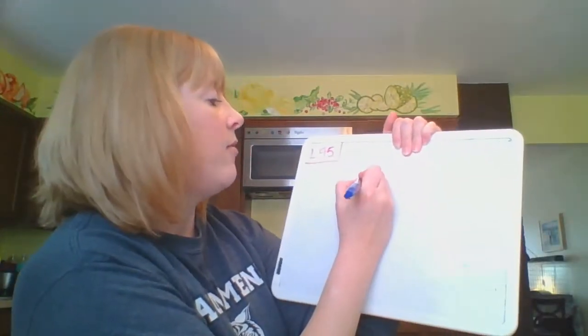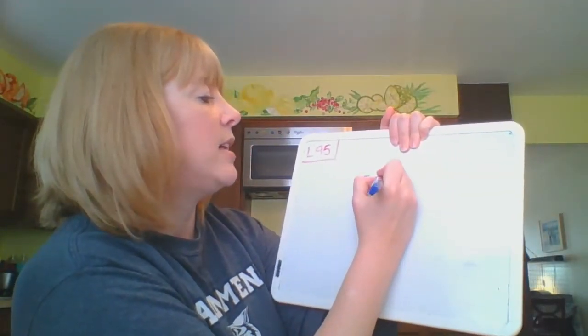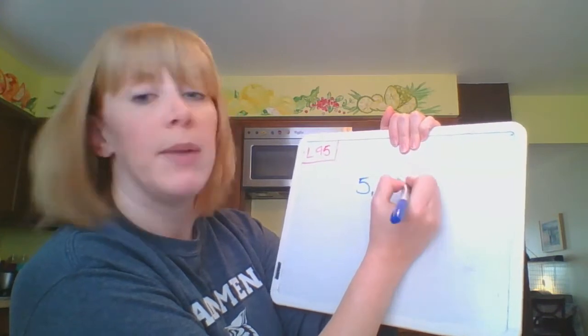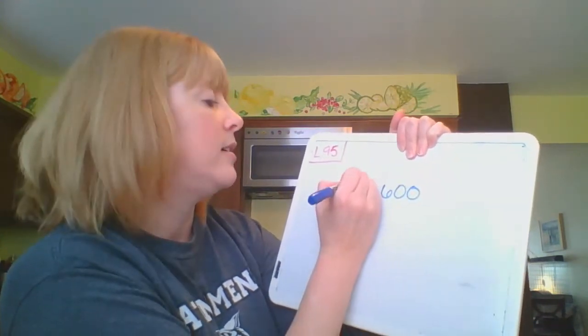So the total is going to be my dividend. There were 5,600 people at the concert. So I'm going to have 5,600 in my division box. That's my dividend.